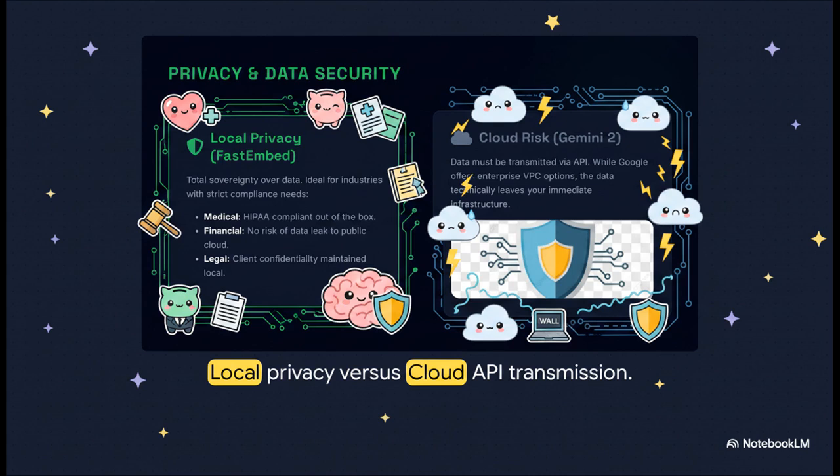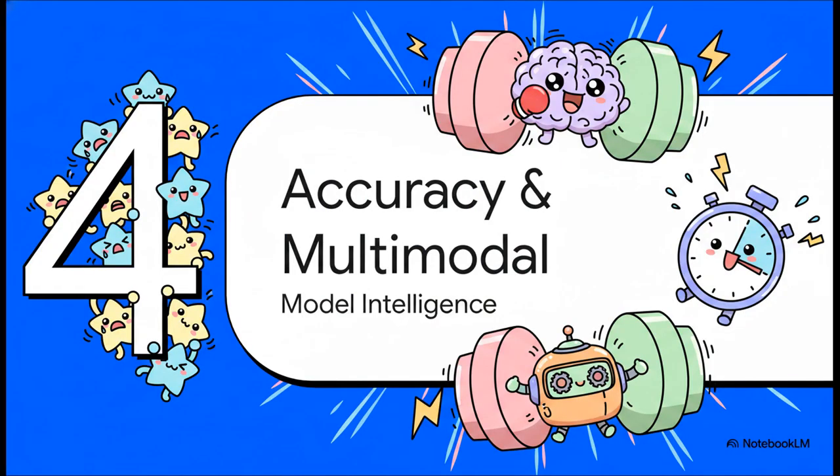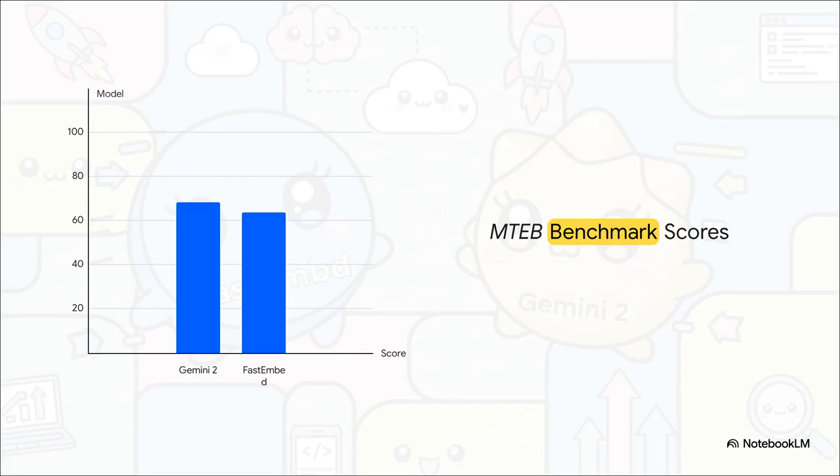Yes, it's secure, but technically, that data is leaving your immediate infrastructure. Part four. Accuracy and multimodal. If we look at the public MTEB benchmark scores, which, by the way, are the industry standard for testing how accurate these embeddings are, Gemini clearly takes the win on raw accuracy. It scores a 68.32, while FastEmbed's BGE Large hits a 63.80.